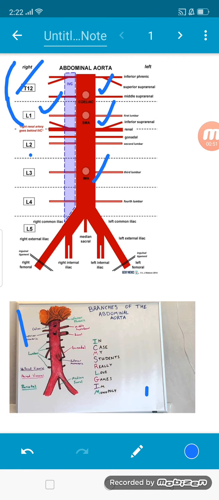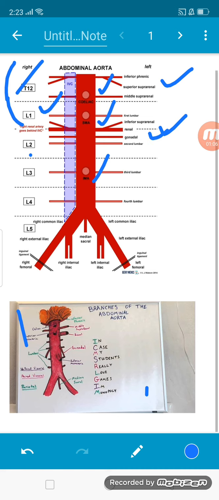Then we're talking about three major paired visceral branches. One of them is the suprarenal artery, which you can see here. Another is the renal artery, and the others are the gonadal arteries, which include the ovarian arteries and testicular arteries.